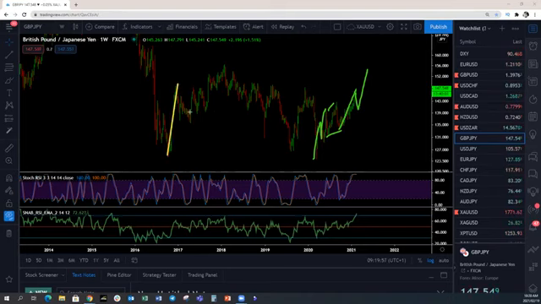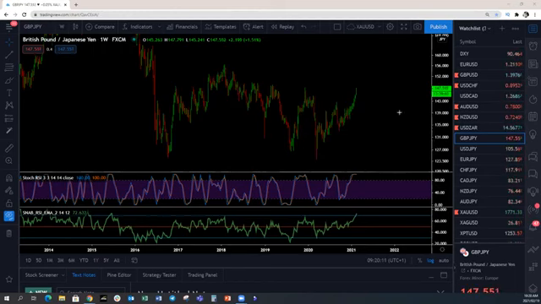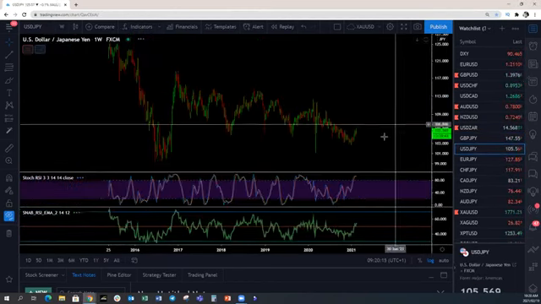So 1, 2, 3 to the upside, 1, 2, 3 to the downside. Now you're looking for this one again, another 1, 2, 3 to the upside, possibly around 156. So any continuation pattern to the upside is an opportunity to get involved on pound yen.